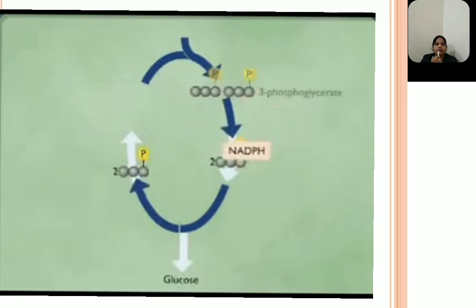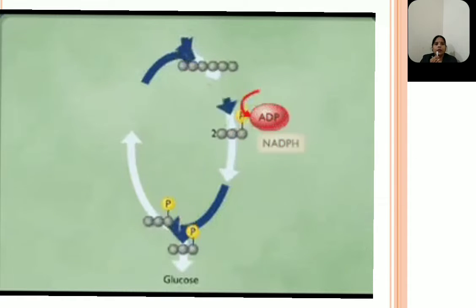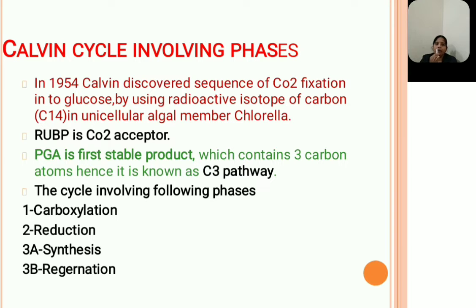Hello students. Today's new topic is the Calvin cycle. The Calvin cycle is known as the biochemical phase because in this phase the chemical form of energy, that is ATP, is converted into the biological form, glucose. Hence the Calvin cycle is called the biochemical phase.